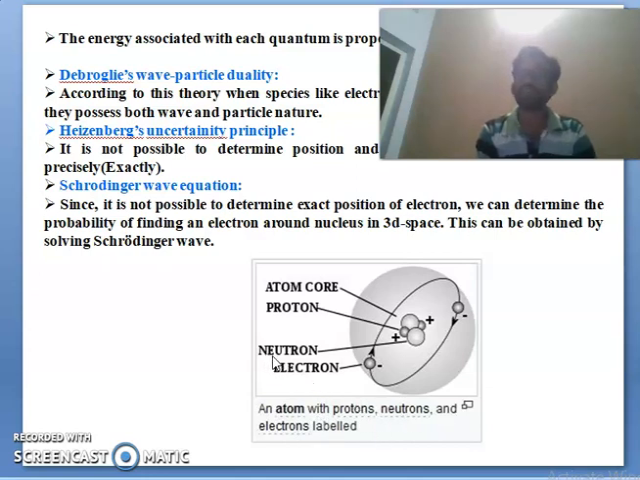So what is neutron? Neutron is nothing but electron and proton combined. This is the shape of the atom. Atom core, proton, electron and neutron. Neutron is the center point, the proton is the charge, and the electron is around this nucleus.